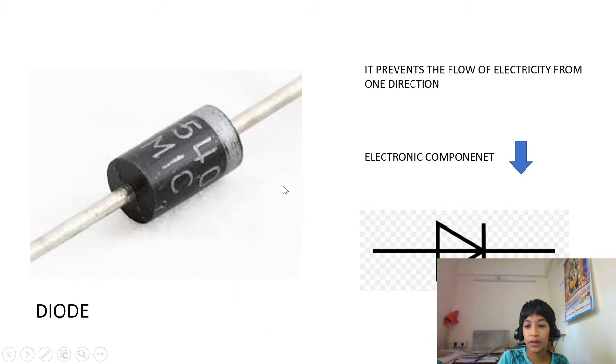Next one is a diode. It allows the flow of electricity in only one direction. Here you can see the silver band where my cursor is pointing in the image. So what it does is, it prevents the electricity from flowing from the other side of the silver band. Electricity can only go through the silver band. The electronic symbol is this one, and it prevents the flow of electricity from one direction.